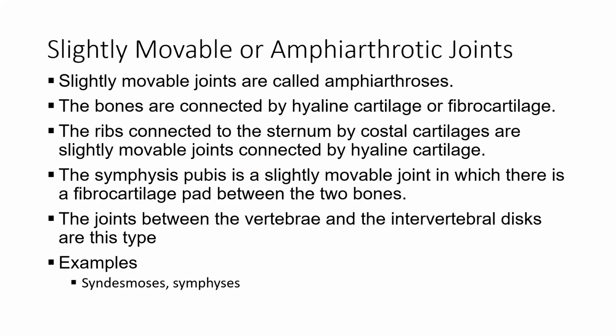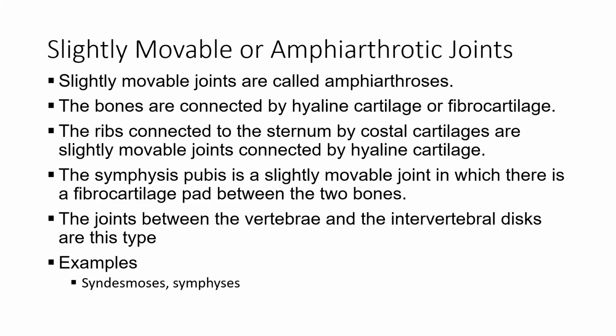Slightly movable joints, the amphiarthrotics. Hyaline cartilage connects these bones together. Hyaline cartilage or fibrocartilage. Hyaline cartilage is found in between the intervertebral disc. It is also found at the pubic symphysis. Hyaline cartilage we find at our ribs. Our ribs are attached indirectly to the sternum by hyaline cartilage.